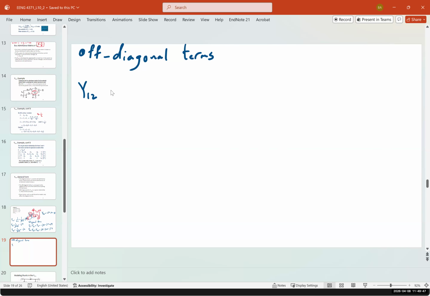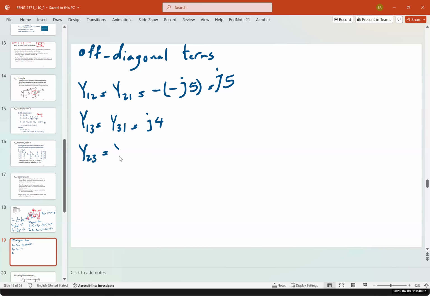So for that, y12 would be equal to y21, which is equal to negative j5, because it's going to be the negative of that term, gives us j5. And same thing, y13 is equal to y31, which is going to be j4. And the same thing, y23 is equal to y32, which is equal to j2. Now the bus admittance would look like this.